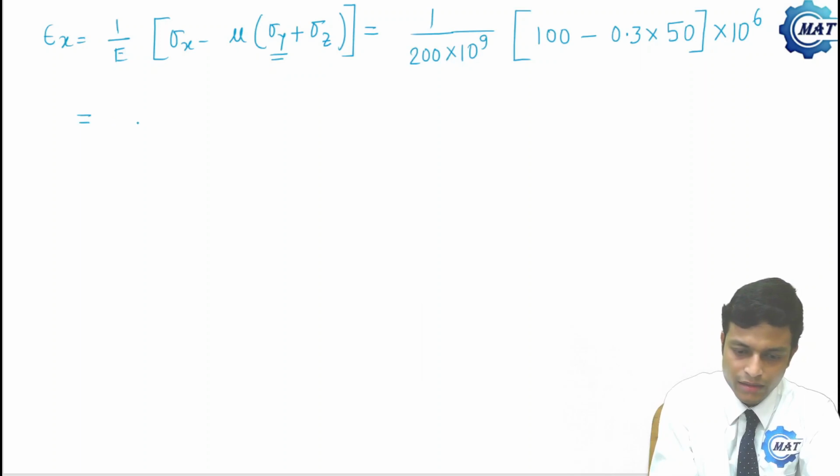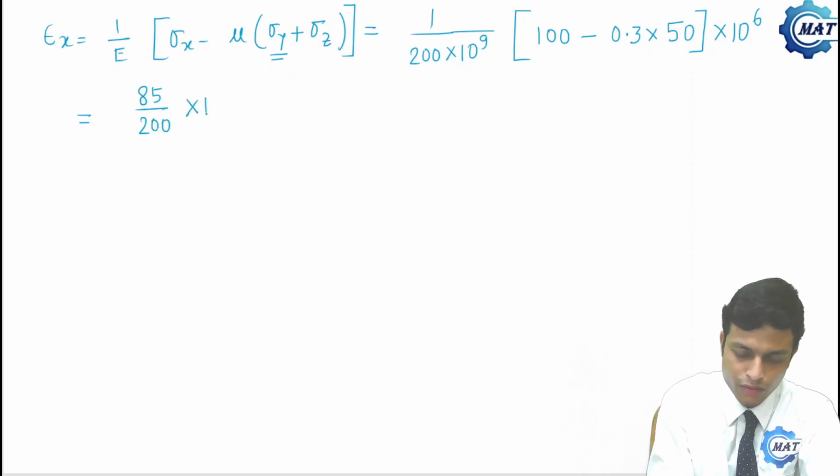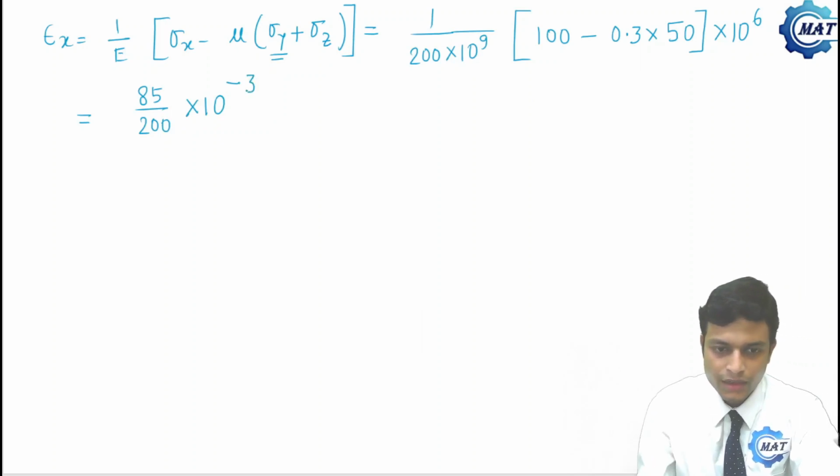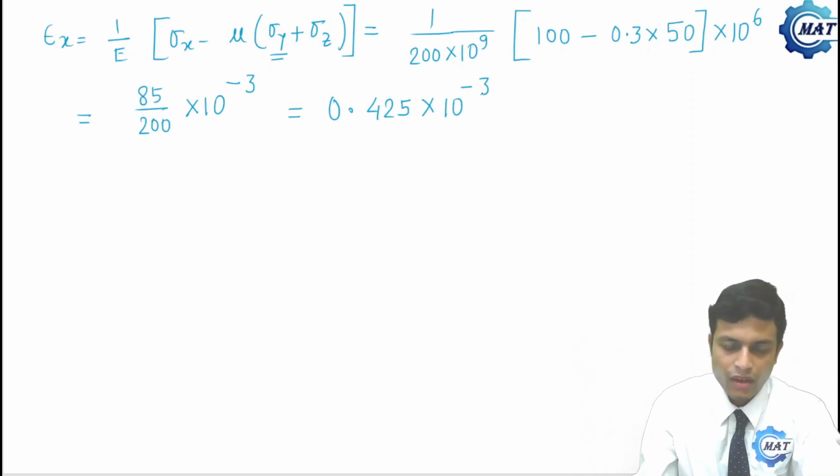That is, this will be 100 minus 15, 85. So 85 by 200 into 10 to the power minus 3. That is 0.425 into 10 to the power minus 3. So this is epsilon x.